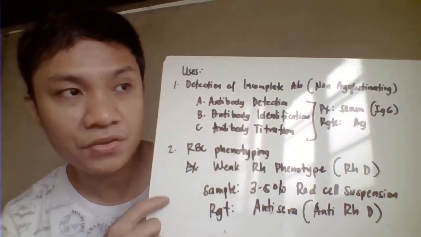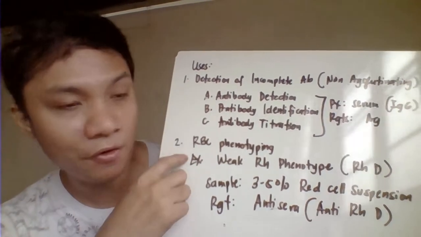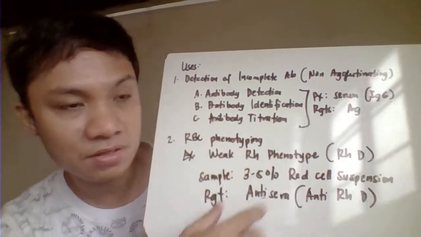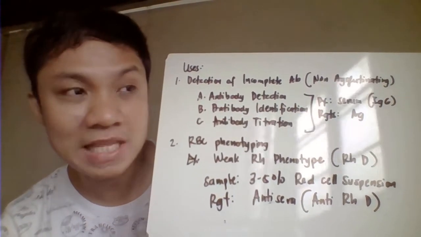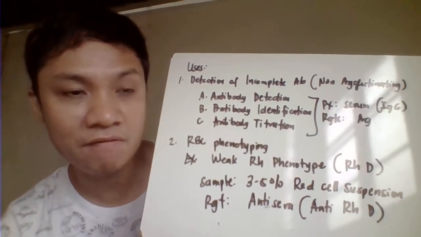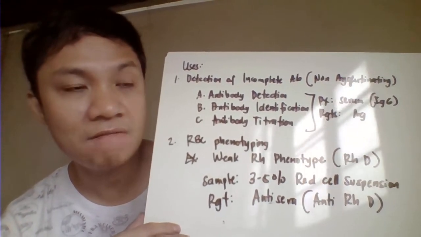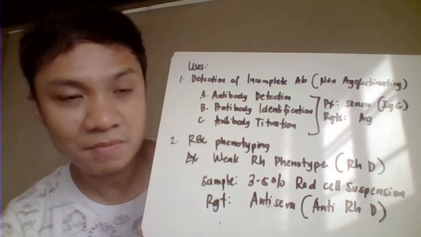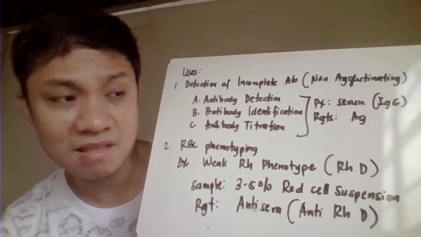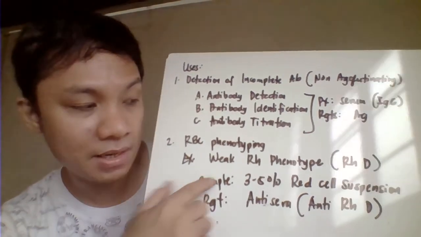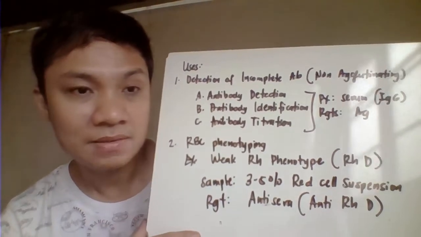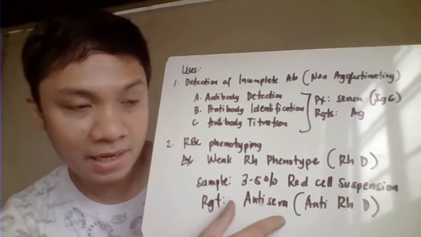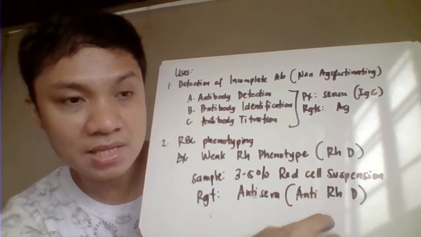Another application of in vitro sensitization is for detection of weak RBC phenotype. For example, weak RH phenotype, where you cannot tell if it is RHD positive or RHD negative. You might mistake it as negative but actually it's just a weak reaction. To make sure if it is really positive, or just a weak expression, or negative, your sample would be the 3 to 5% red cell suspension since you're detecting for the RHD antigen. To detect that, you will use anti-sera, which is your anti-RHD anti-sera.